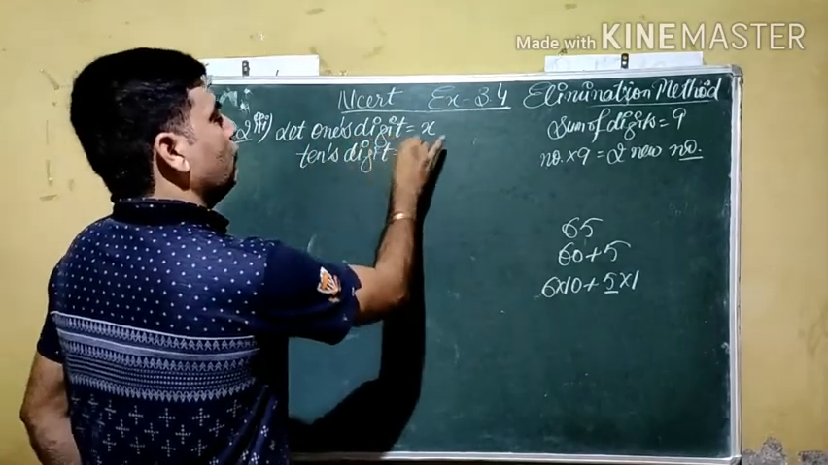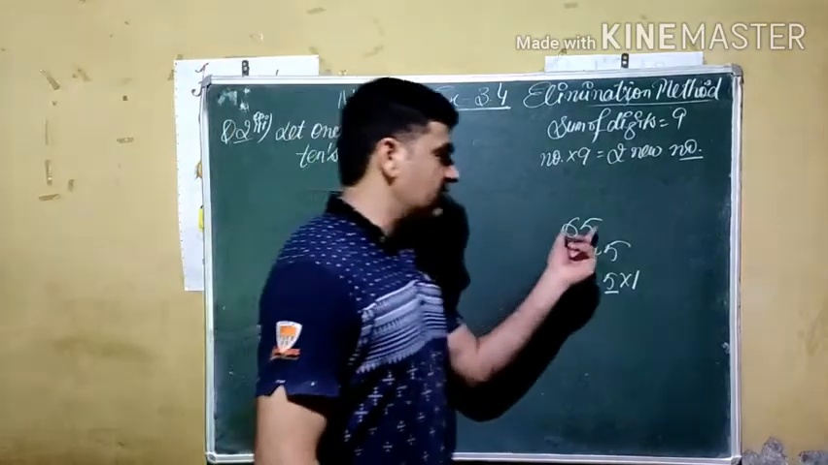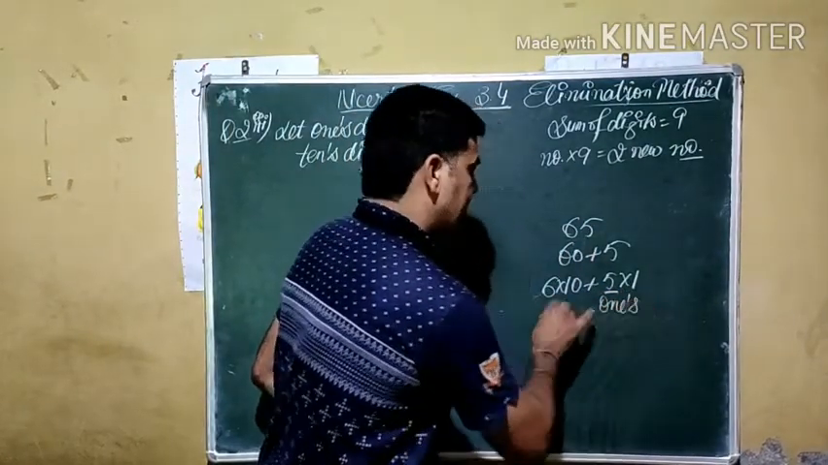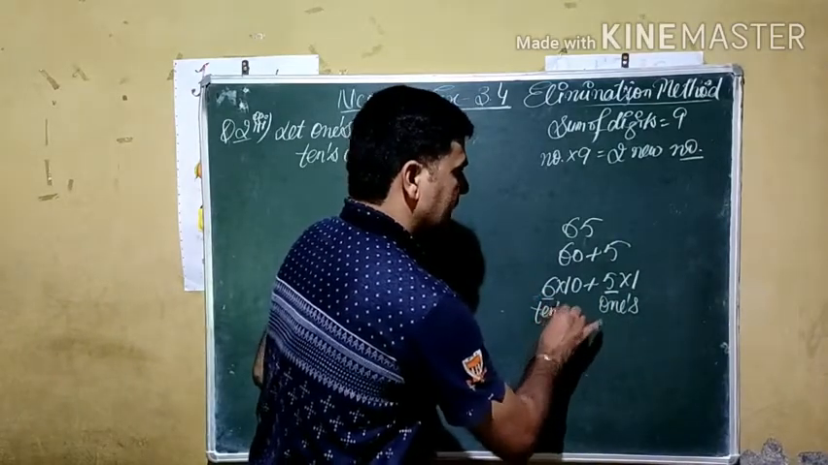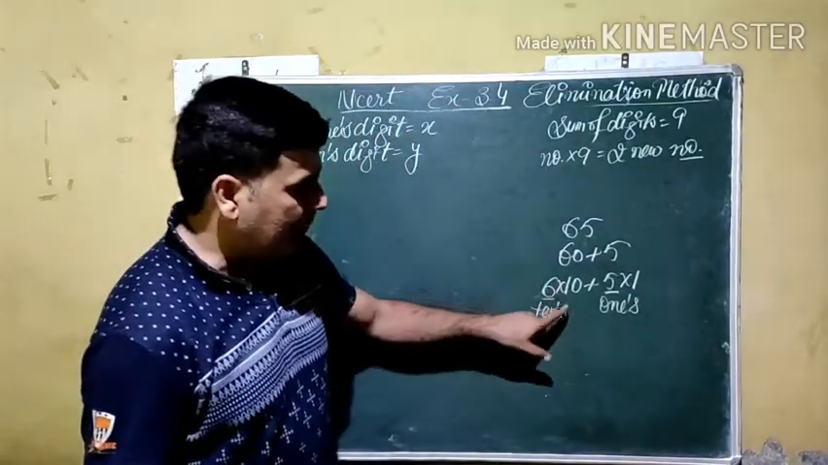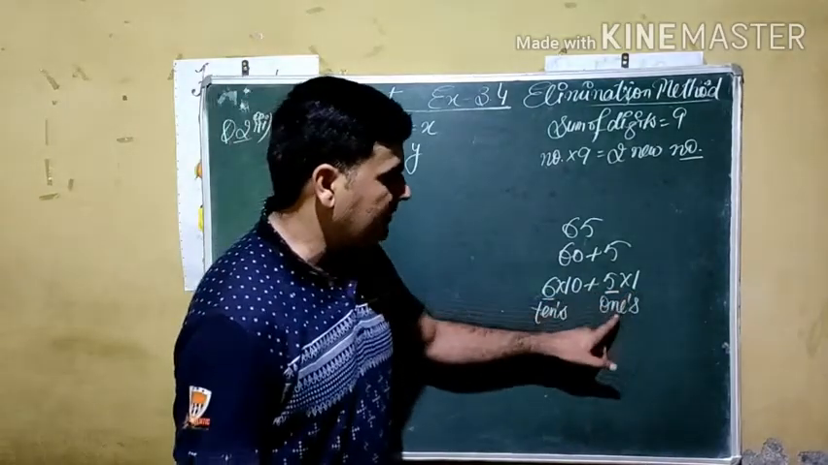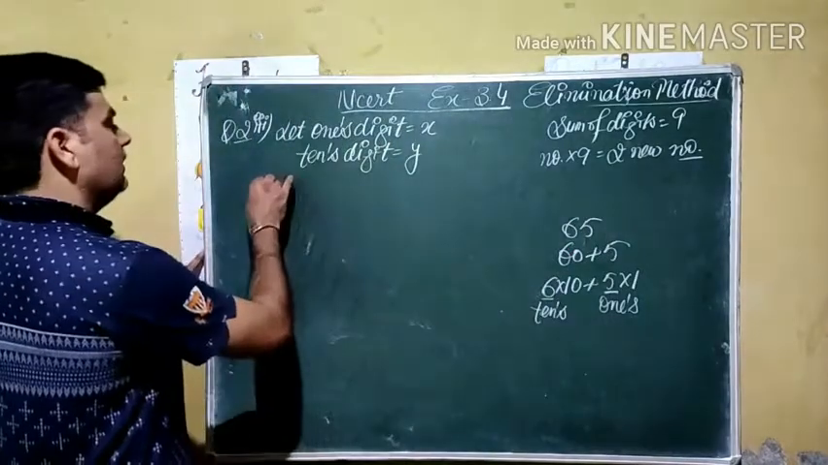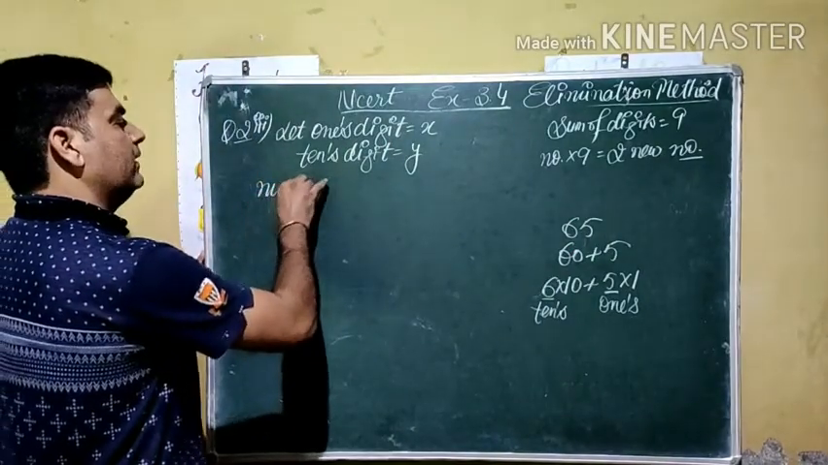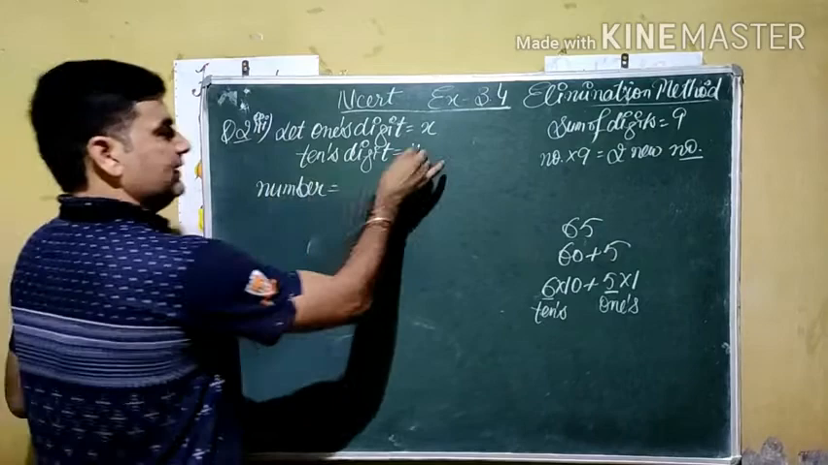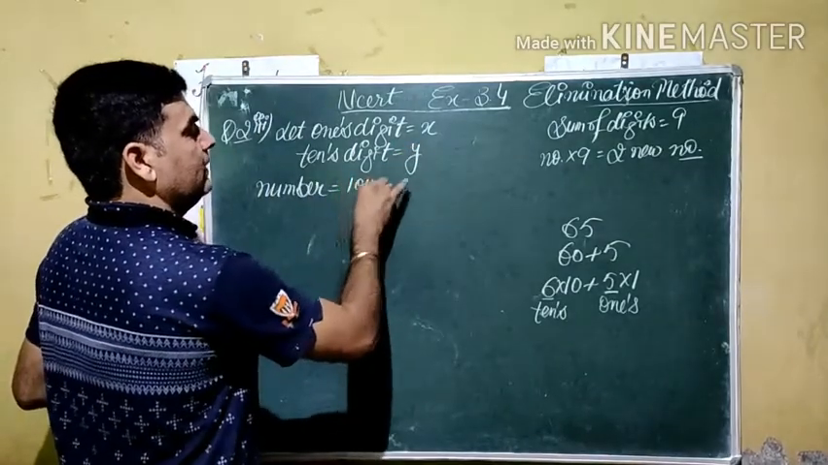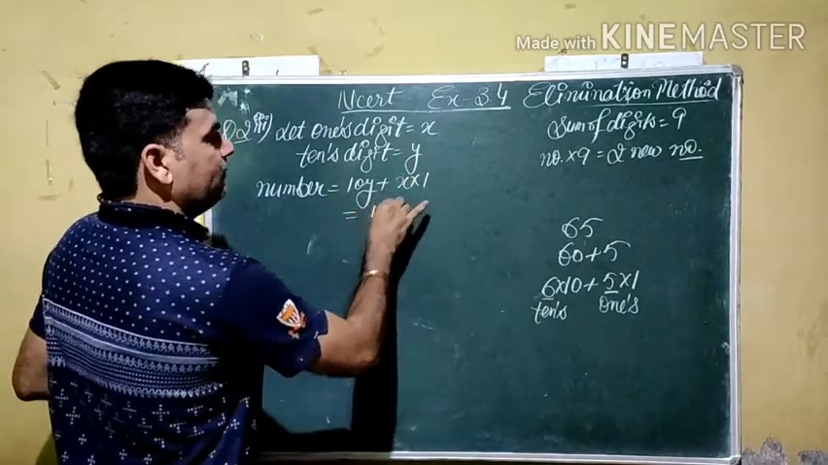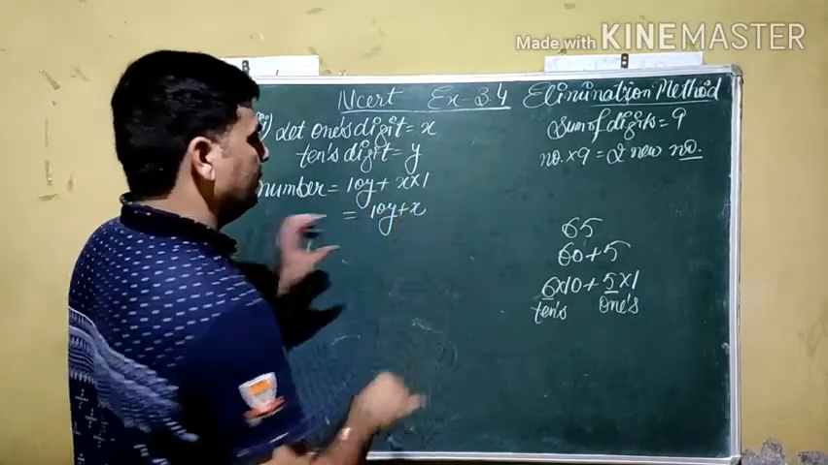Now what is the way of forming a 2-digit number when the unit digit is 5 and the tens digit is 6? The method is digit multiplied by place value. If we add them, we get the final 2-digit number. So our original number is the tens digit multiplied by 10 plus the unit digit multiplied by 1. So we finally get 10y plus x. This is the original number.